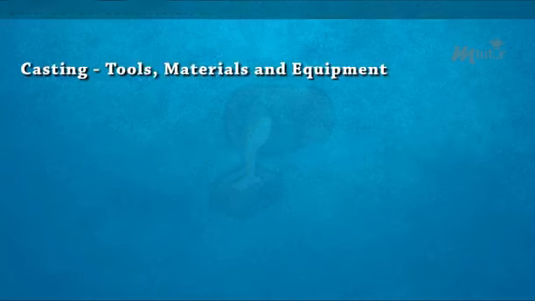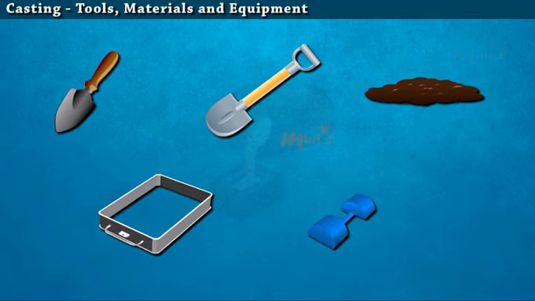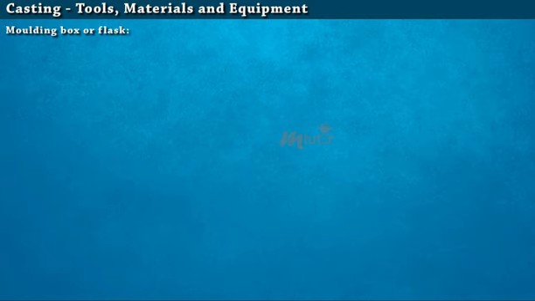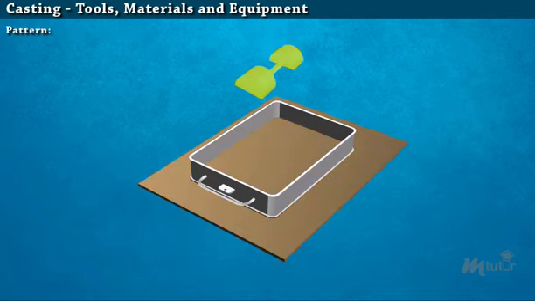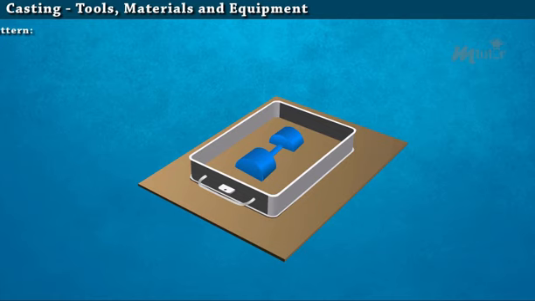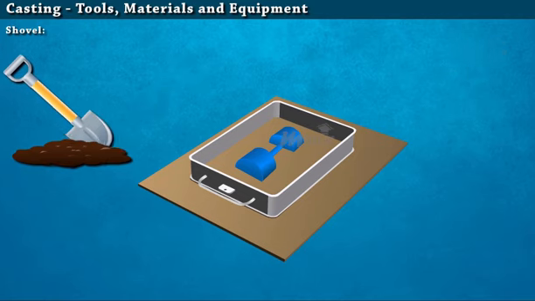Come, let us first discuss the tools, materials, and equipment used in sand casting. Molding box or flask: a box that holds the molding sand. It is open at the top and the bottom. Pattern: it is the replica of the object to be made by the casting process. Shovel: it is used for mixing the molding sand and for moving it from one place to the other.